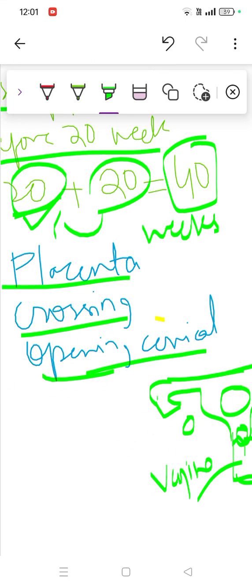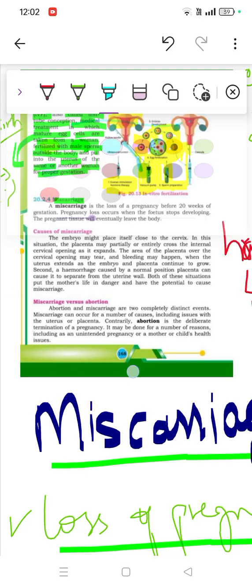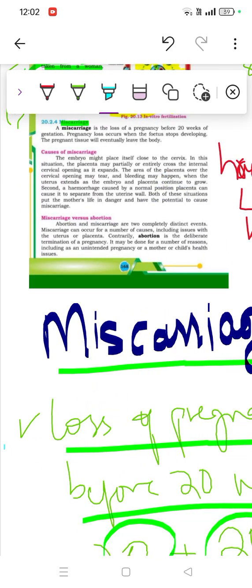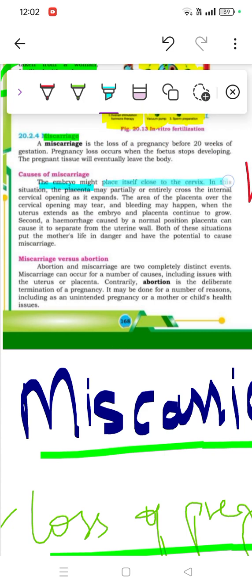So the placenta is going to cross the cervical opening. Let's read it out, this is the main concept. They will separate from the uterine wall, and this situation puts the mother's life in danger, and they call it a miscarriage. Let's see the embryo, which might place itself close to the cervix. As I told you, this is the position where it might get placed near the cervix. In this situation, the placenta may partially or entirely cross the internal cervical opening as it expands. This means it is going to expand and enlarge.